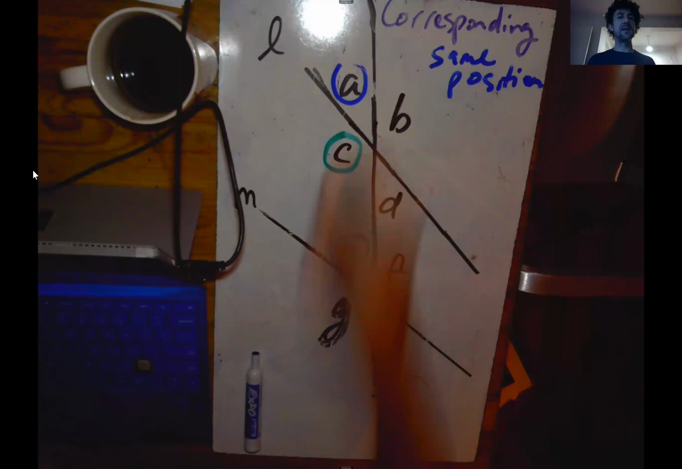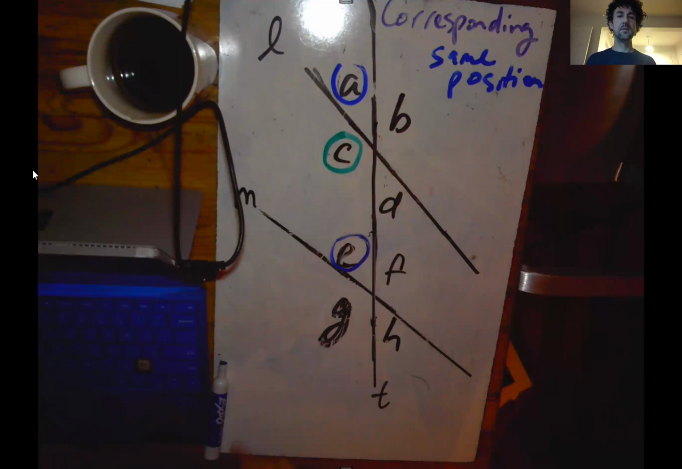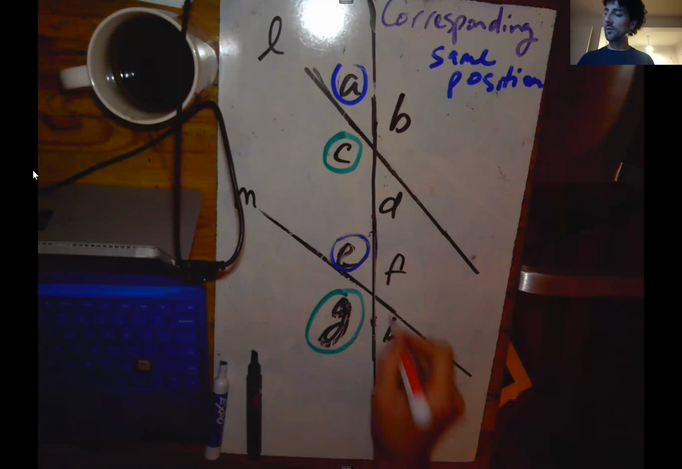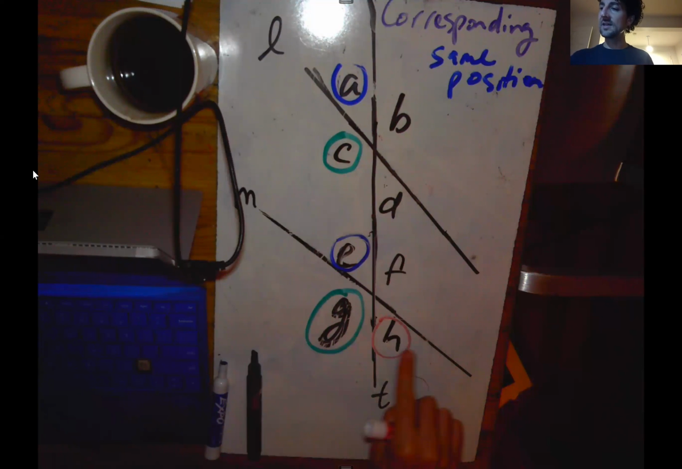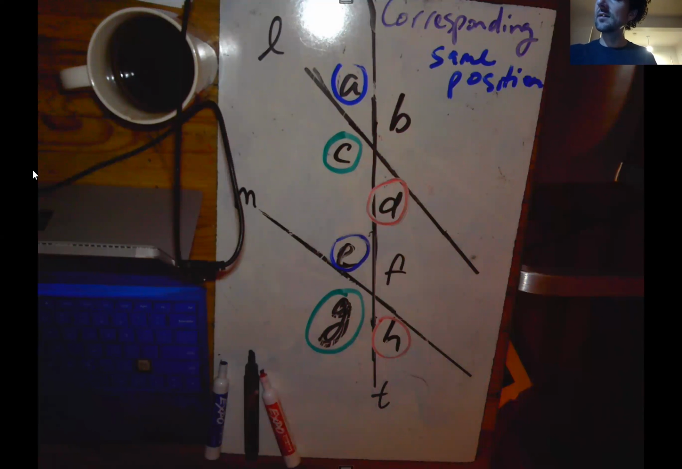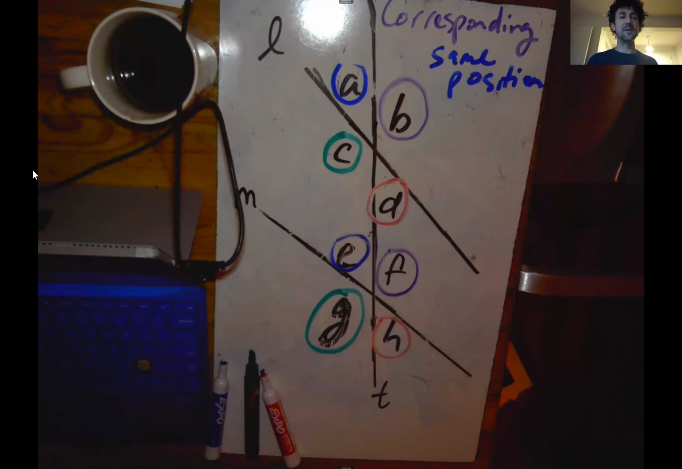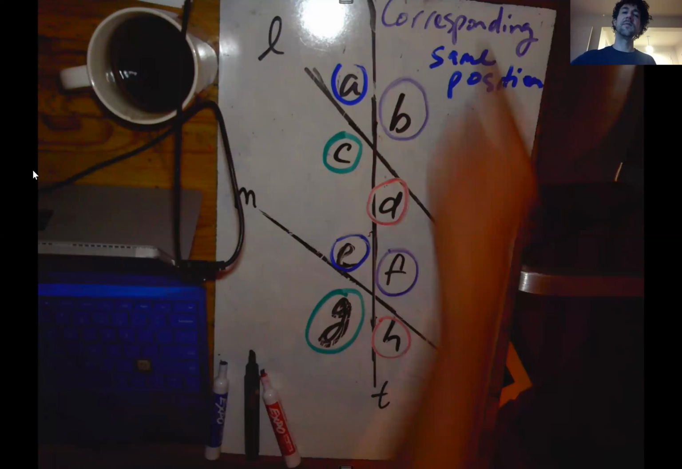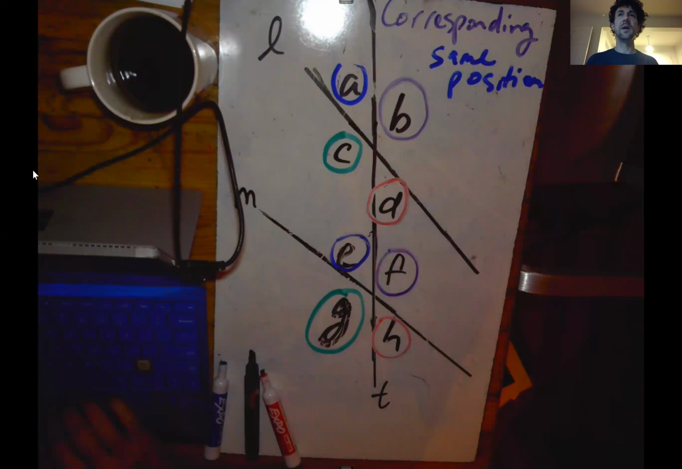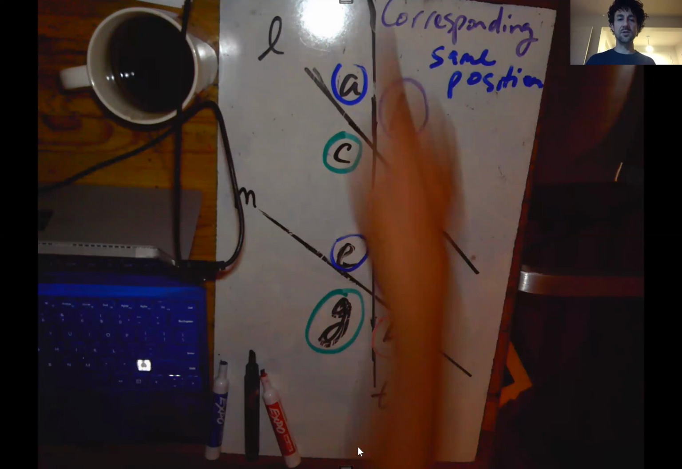Which angle is corresponding with angle C? Angle G. Which angle corresponds with angle H in the lower right? Angle D. And finally, angle B corresponding with angle F. So we've gone over alternate exterior, alternate interior, and now corresponding as the three types of special angle pairs when we have two lines cut by a transversal.